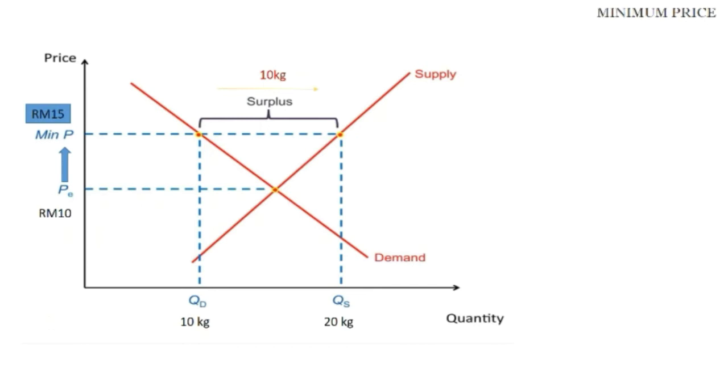The advantages of minimum price are: number 1, the income of producers or farmers is protected. This can be seen when the crops are less produced due to climatic conditions. Furthermore, the price of crops is also subject to price fluctuations. So, when the government sets the minimum price, it can protect the farmers' income and increase their standard of living.